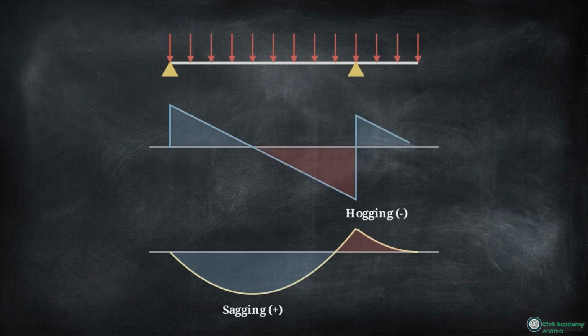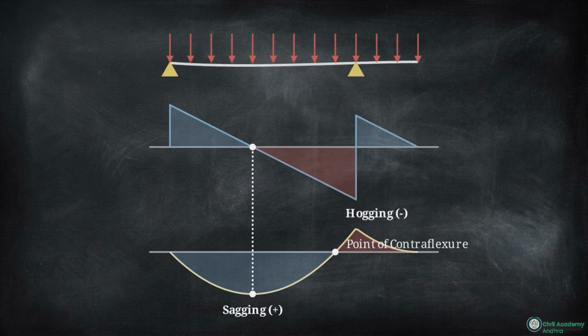Pay close attention to the coordinate where the shear force diagram curve crosses the zero axis. Because shear is the rate of change for the moment, that zero crossing identifies the exact point where the bending moment reaches its maximum intensity.